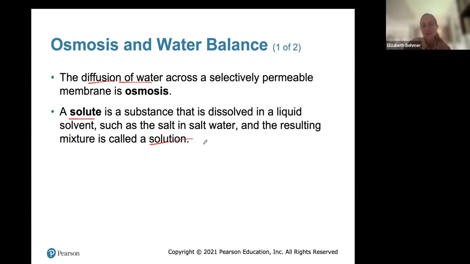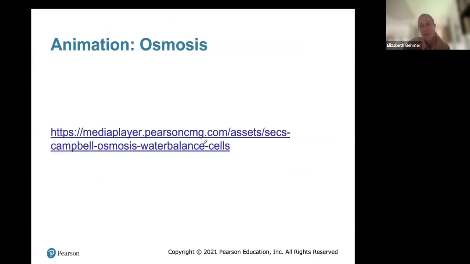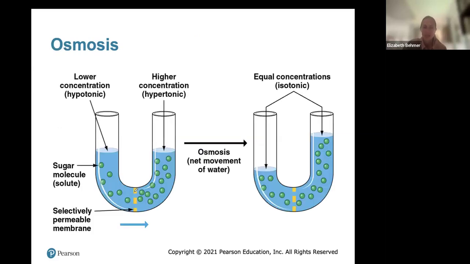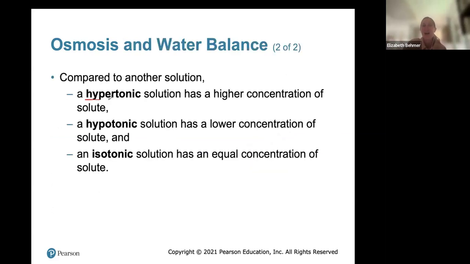In osmosis, we have a selectively permeable membrane, meaning some things can get through and others cannot. So water is able to get through, and the net movement of water always flows into an area that's more highly concentrated, as it tries to make equal the concentrations on both sides of the selectively permeable membrane. A hypertonic solution has a higher concentration of solute. A hypotonic solution has a lower concentration of solute, and an isotonic solution has an equal concentration of solute. And this is when we compare a solution to another solution.